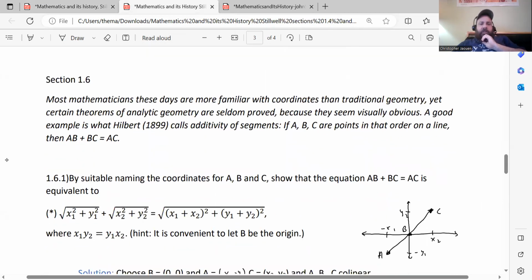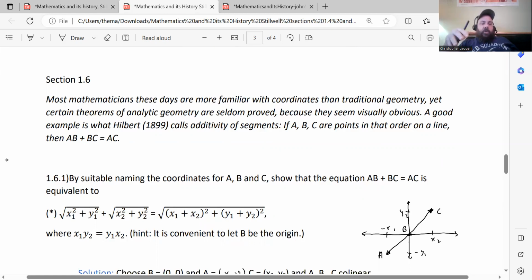All right, so here are the questions in section 1.6. Most mathematicians these days are more familiar with coordinates than traditional geometry, yet certain theorems of analytic geometry are seldom proved because they seem visually obvious. A good example is what Hilbert in 1899 calls additivity of segments. So if A, B, and C are points in that order on a line, then AB plus BC equals AC, something that should be geometrically obvious by looking at a picture.